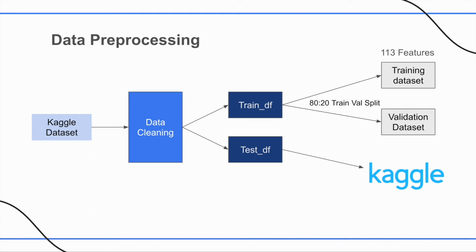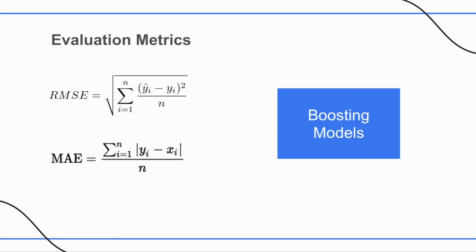Firstly, the Kaggle datasets are cleaned into a train DF and test DF. The models we created are evaluated based on the test DF, and the CSV file that we obtain is then sent to Kaggle for submission. The train DF file is further split using an 80-20 split into a training dataset and a validation dataset, and we'll be training on the 113 features left.